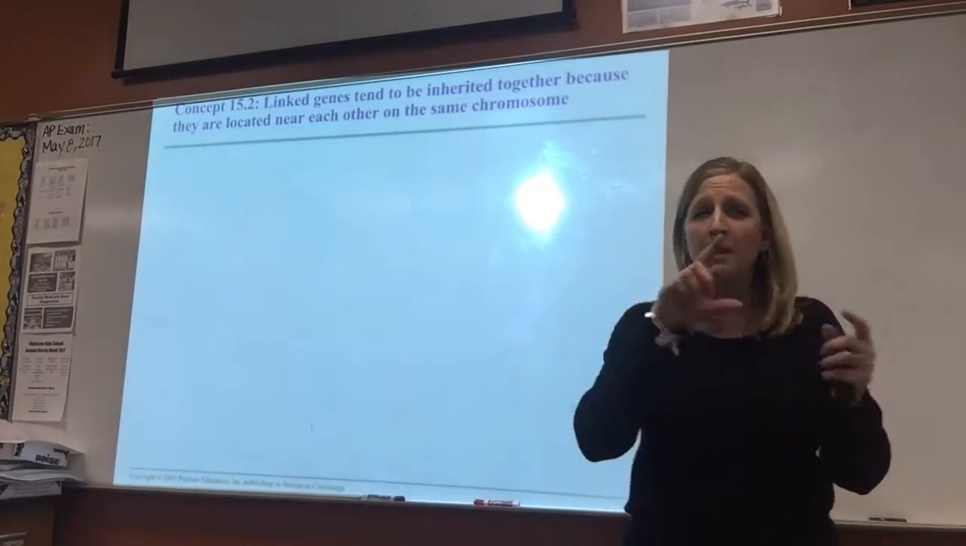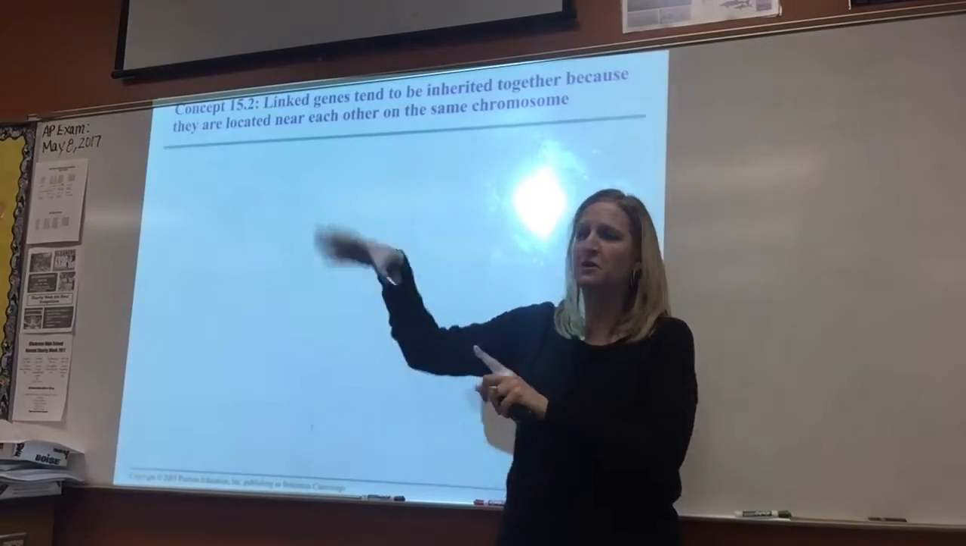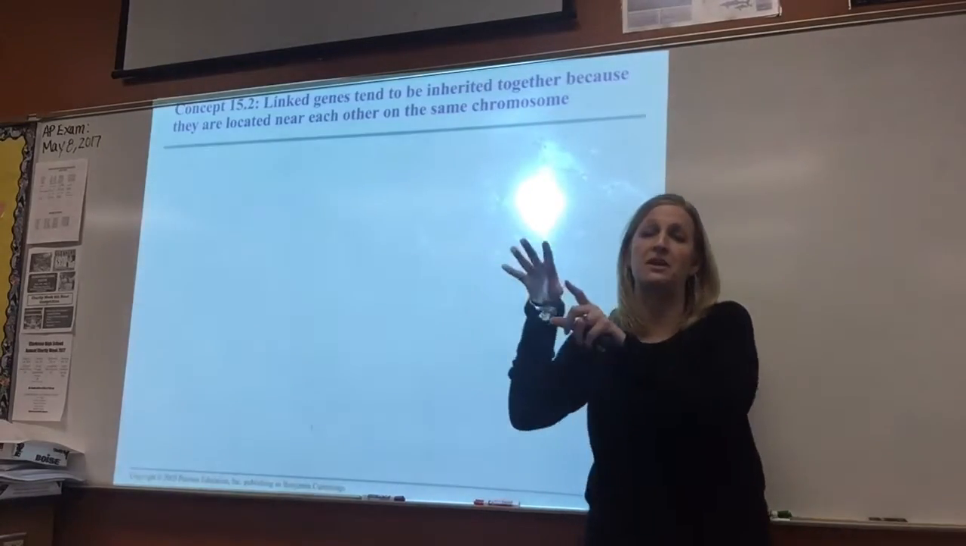Chromosome 21, if you remember, a karyotype goes from chromosome pair number 1 all the way up to 22, and then the sex chromosomes are chromosome pair number 23.